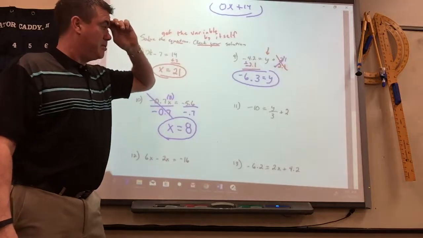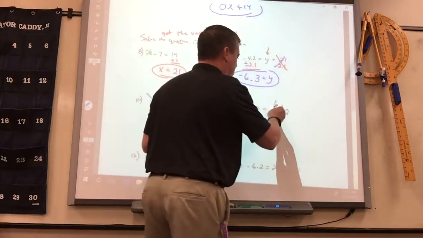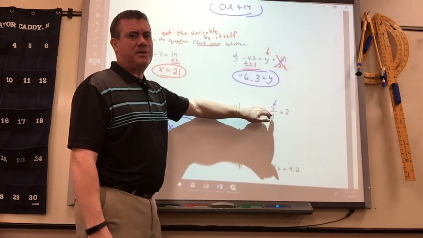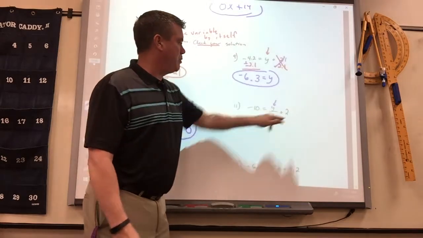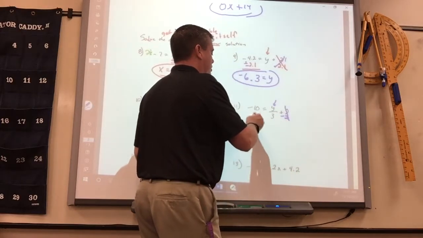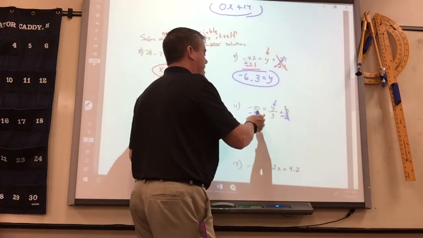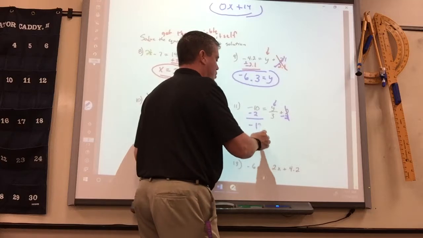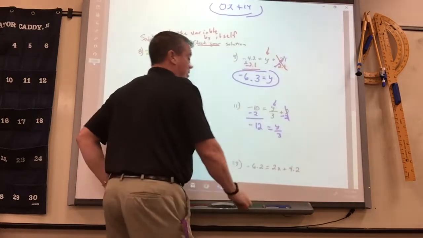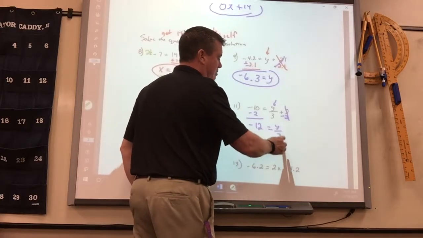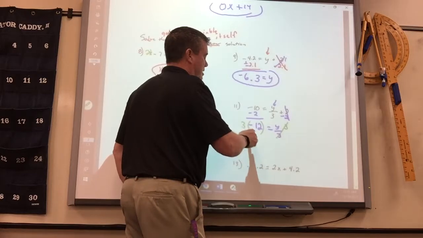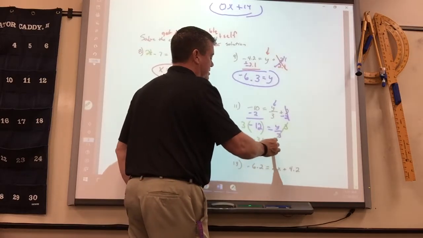Now we got 2-step. There's the letter. The 3 is attached to it, so that's going to go last. You get rid of that last, which means you get rid of the plus 2 by subtracting 2. Then do the same to the other side. Negative 10 minus 2 is negative 12. Equals y over 3. Then the second step, it's divided by 3, so you multiply by 3. Do the same thing there, and you get negative 36.